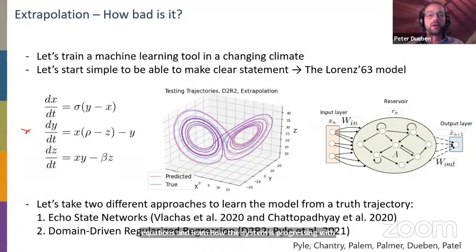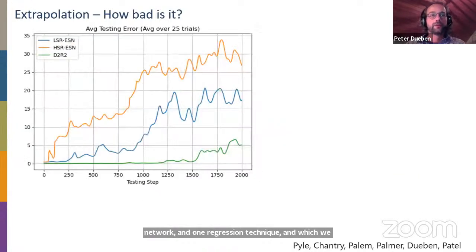So we're using, as I said, one learning technique, the echo state network, and one regression technique, which we call the D2R2. So let's have a look.